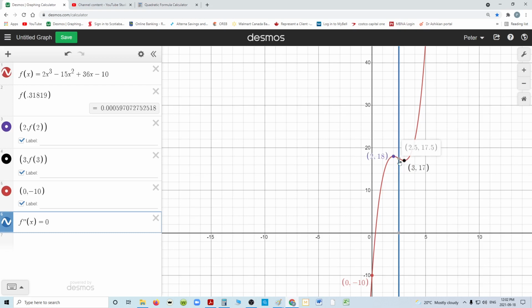So I actually calculated it wrong. So I had the second derivative wrong. It's at 2.5. Now what is the inflection point?